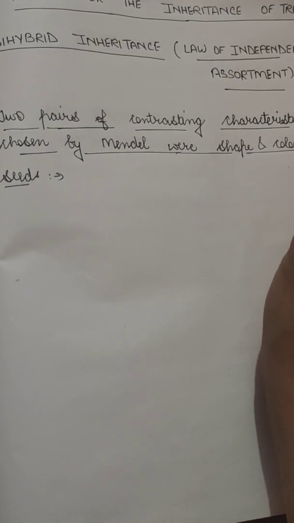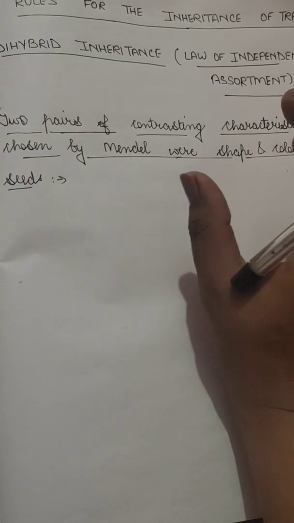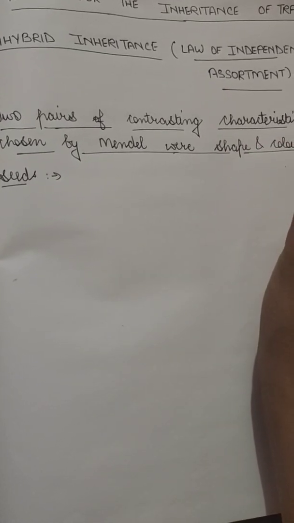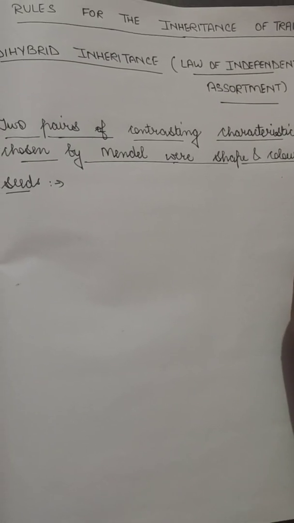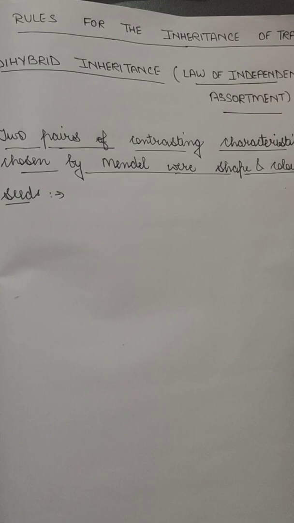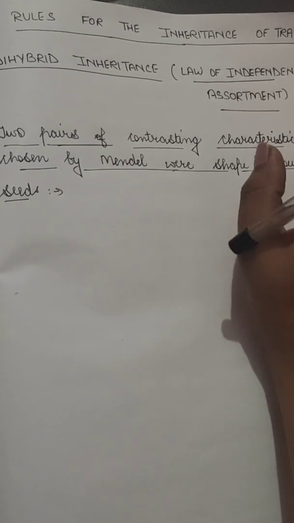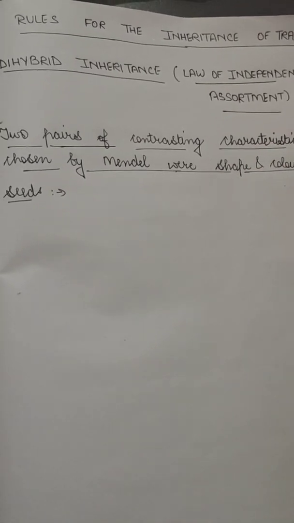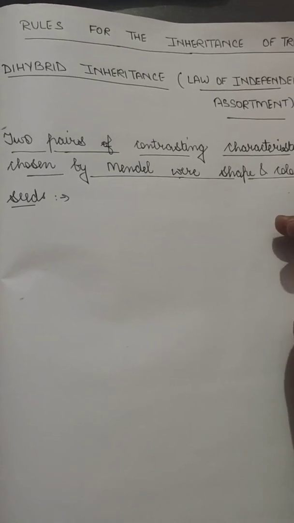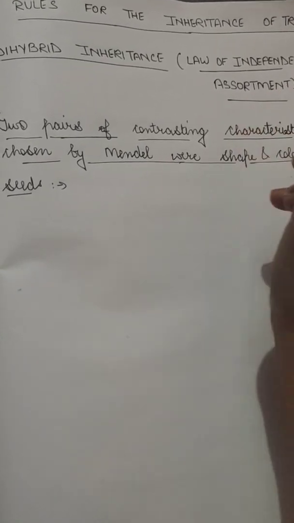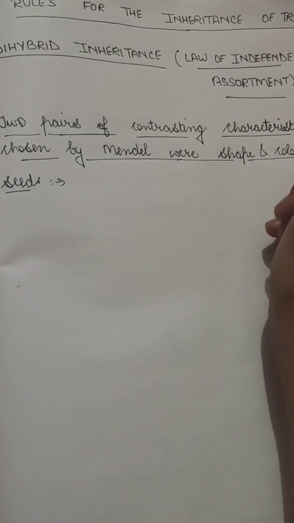That means Mendel crossbred pure breed pea plants of different traits, and he saw a difference in the height. So he took only one character, that was height. One was tall and one was short. So that was about monohybrid inheritance, in which only one contrasting characteristic was taken.